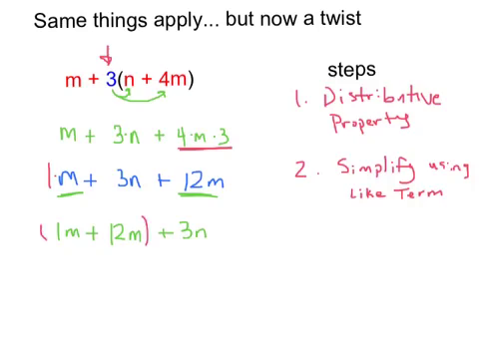Associate these two things. Again, add the coefficients, keep the variable. So we get 13m plus 3n. And then there is our simplified form. We don't have any like terms because m and n are different variables, and then there's no parentheses anymore. So really our two steps here is, before we can simplify using like terms, we need to get rid of parentheses using our distributive property.